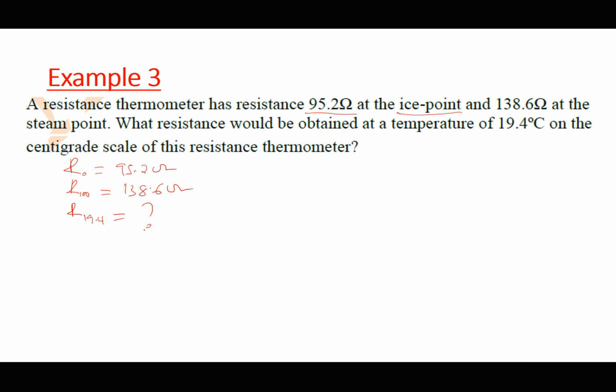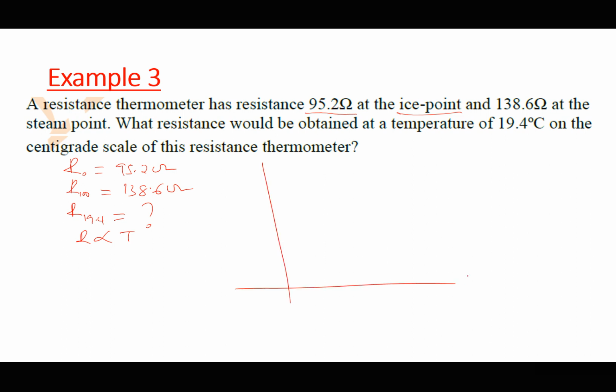Resistance at 19.4 degrees. Let's assume that we are seeing that at ice point, the resistance is 95.2 ohms. Then at steam point, the resistance is higher. That means resistance, first of all, is directly proportional to temperature.